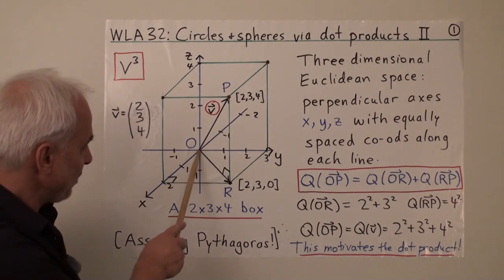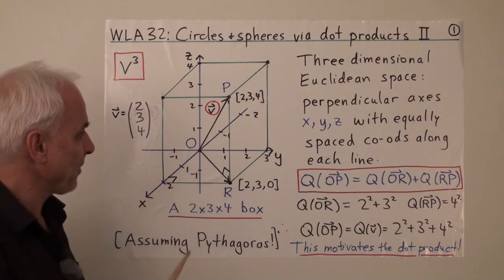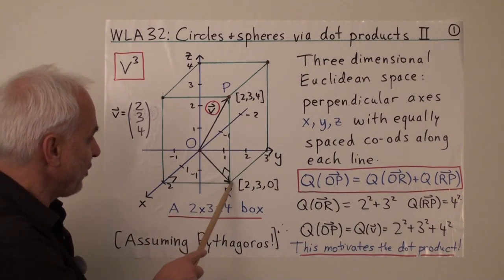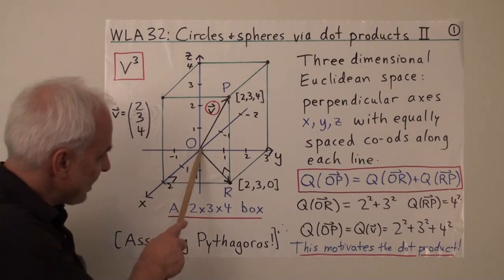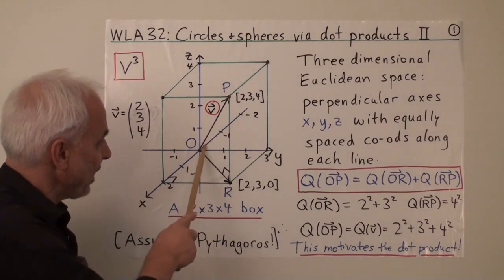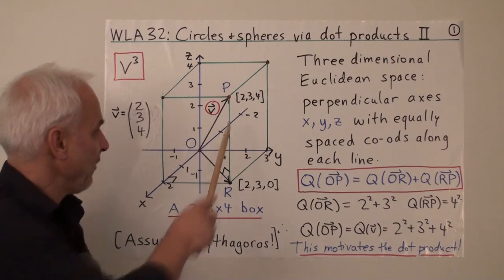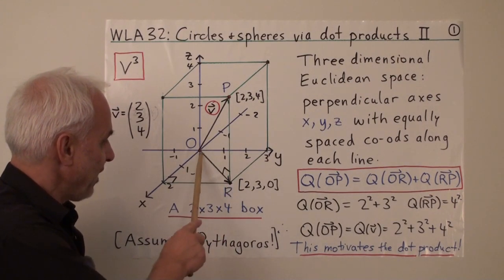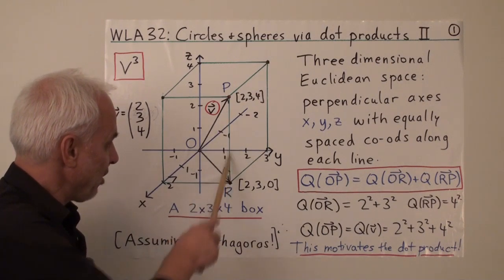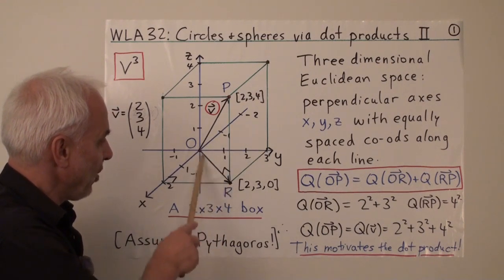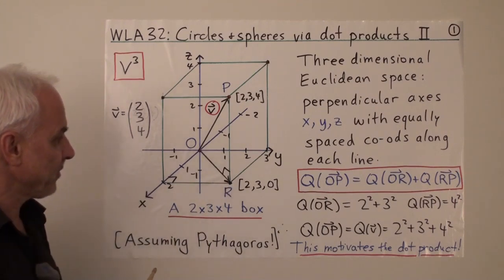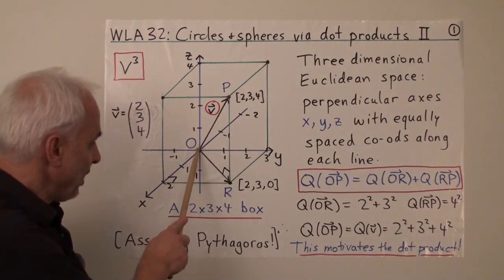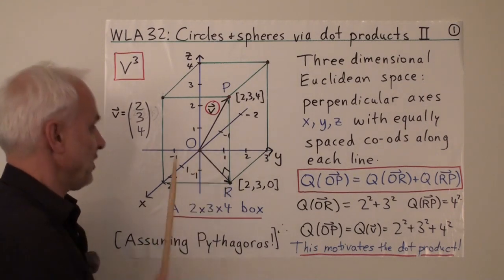Then the quadrance between O and P will be the quadrance between O and R plus the quadrance between R and P, because this triangle right here is a right triangle. If we project P down perpendicularly onto the xy plane, then this line here makes a right angle with this line OR. So if Pythagoras is working, then the quadrance of this vector here should be the quadrance of this vector plus the quadrance of this vector.